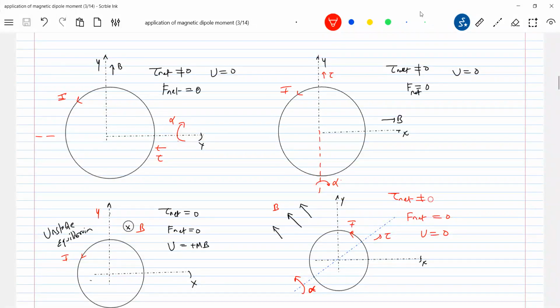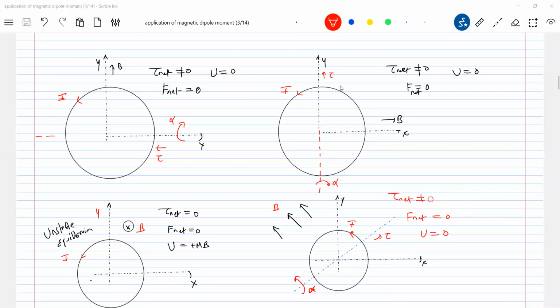Third case, you see net torque zero, net force zero, potential energy maximum. Here what happened? Net torque non-zero, force zero, potential energy also zero here. I think 1, 2, 3 are the same. The third one we brought is a little bit different. Now it can even be minus MB also. Is it a possibility where torque is zero and force non-zero? Yes, it can happen. So for any theoretical questions, you have to be very specific. It's not something you have to guess.